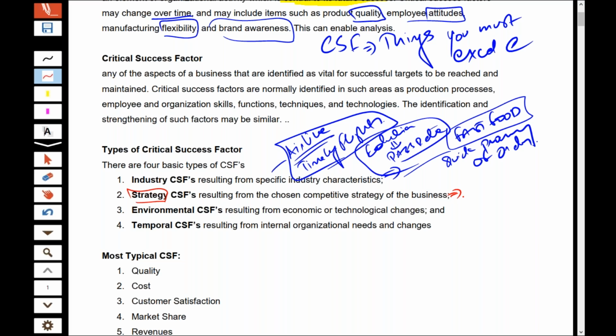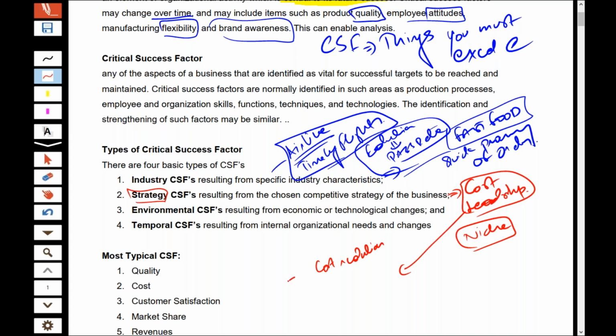So basically, you can have different types of strategy, which is the cost leadership model. You can have a strategy which could be a niche player. There could be different types of strategies that you are choosing. Now, when you are operating with a strategy of cost leadership, then your critical success factor is going to be cost reduction. Your critical success factor is going to be the waste elimination.